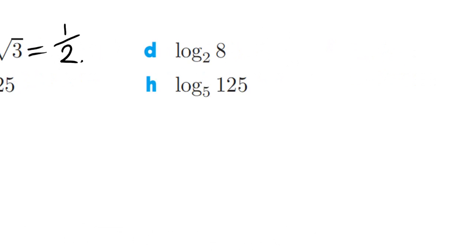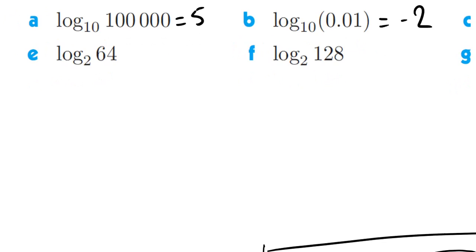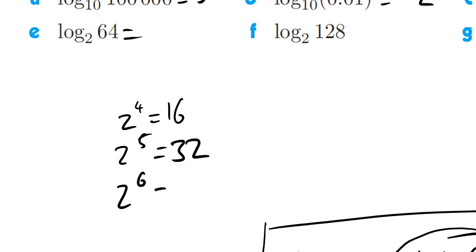I think D is a really simple one to get us to understand this. Take a look at D. What is it I need to raise a 2 by in order to get 8? Well, of course, it's 3. 2 cubed, 2 times 2 times 2, gives us an 8. Let's carry on. What is it I need to raise 2 by in order to get 64? Well, 2 to the power of 4, maybe you know that one, is 16. 2 to the power of 5 is 32. 2 to the power of 6 is 64. So therefore, this is going to be 6.